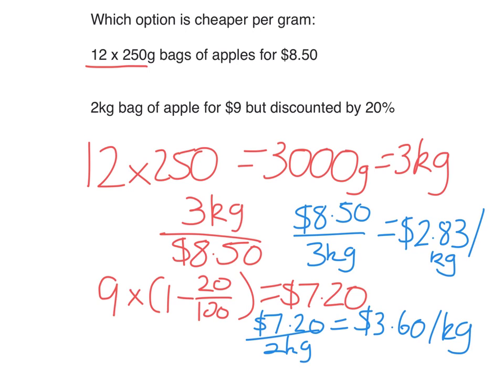Now the question did ask which is cheaper per gram, but as I told you, if one of them is cheaper per kilogram, it'll also be cheaper per gram. So clearly this one here is cheaper per kilogram, so it will be cheaper per gram. And that's my answer. Which option is cheaper per gram? This one here. Again, you should write a sentence answer: therefore the first option is cheaper. If the question said which is cheaper and by how much, then you'd give that too. So here it is the first one, that is cheaper by 77 cents per kilogram.